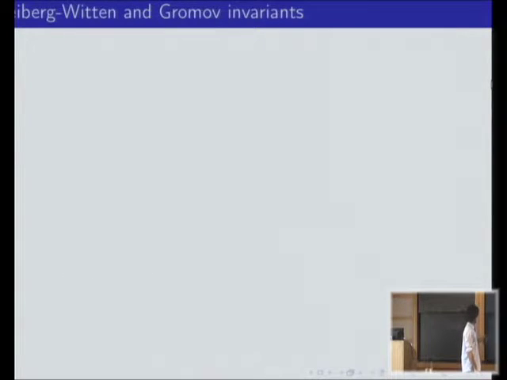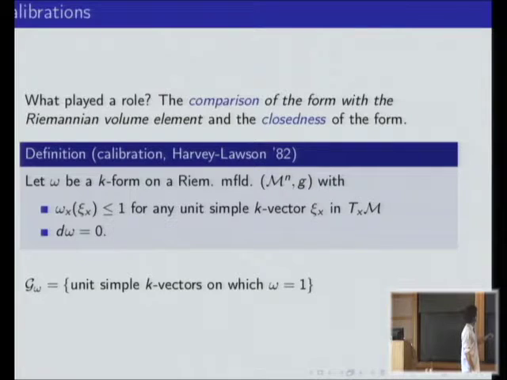So I'm going to sketch very quickly an example where calibrations come into play, and where what actually comes into play is not a calibrated classical submanifold, but something that could possibly be very singular. And this is going to be a current, as we will see.